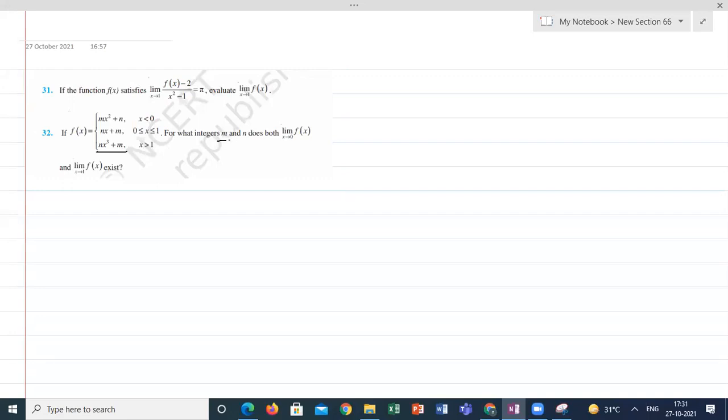So for what integers m and n do both limits exist? He is saying both the limits should exist. So I am taking the first one. When a limit can exist, its left hand limit and right hand limit must be the same.